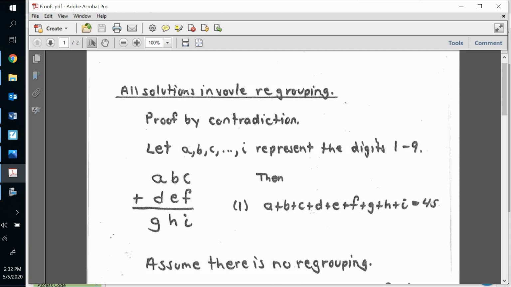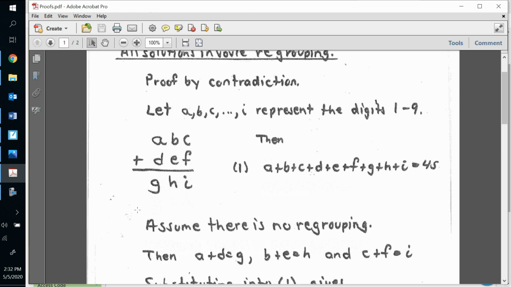So we've got those added up. Well, if you add the digits 1 through 9, we know that it should equal 45. So that's one thing that we know first. And arbitrarily, we're calling G, H, and I the sum. Okay, so we're going to assume the opposite of what we want. We're going to assume that there is no regrouping.